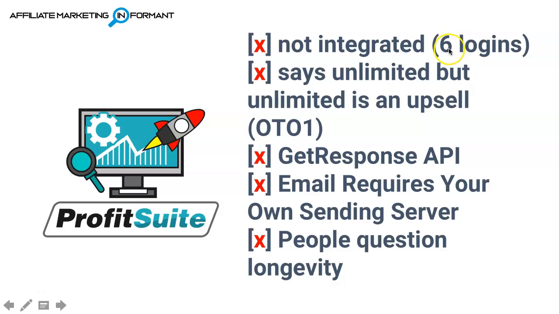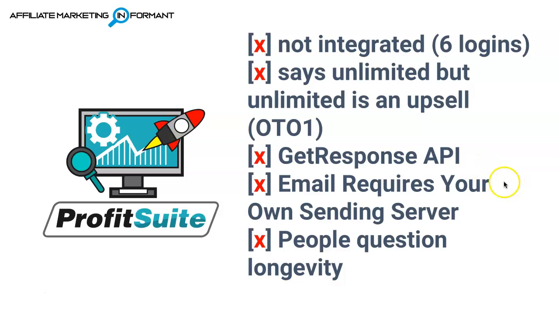It is going to be 6 different logins, 6 different management of applications, and 6 different sets of emails that you're going to get. So if you get 1 email for each application, you're essentially going to get 6 different emails, and that's going to add up over time. The sales page says that it's unlimited, but the next upsell, the OTO1, is actually an unlimited package for an additional money.